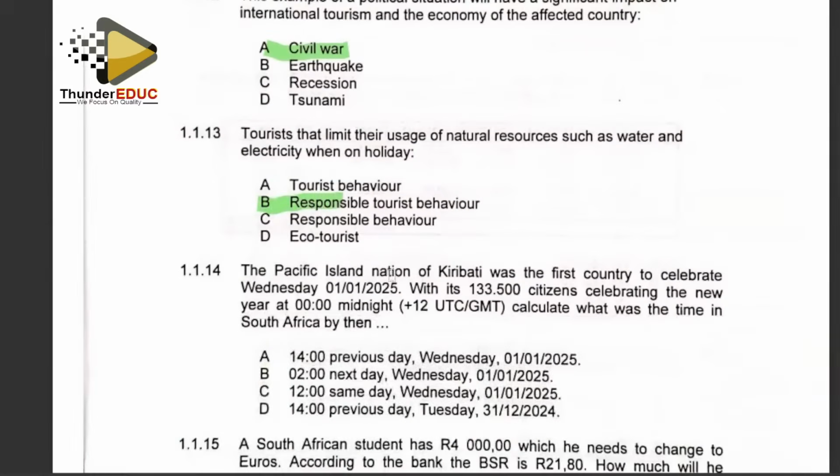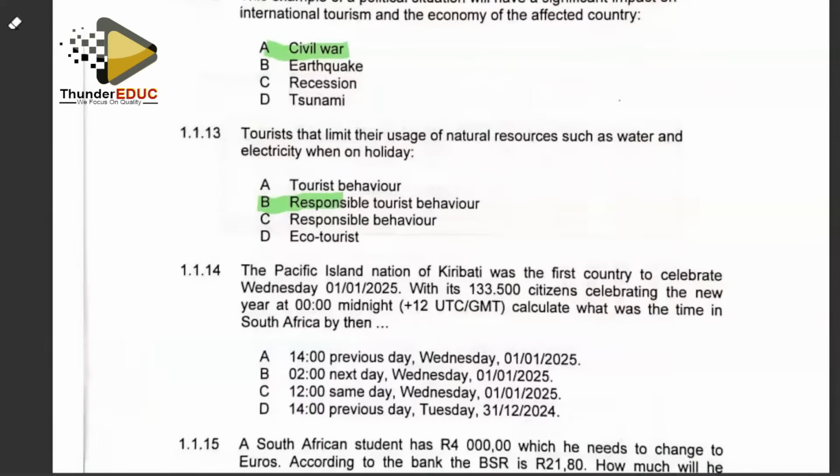The Pacific Islands nation of Kiribati was the first country to celebrate Wednesday, the 1st of January 2025, with its 133,500 citizens celebrating the new year at midnight, at 12 midnight plus 2 UTC GMT. Calculate what was the time in South Africa then. What you need to bear in mind is that South Africa lies in the +2 time zone.